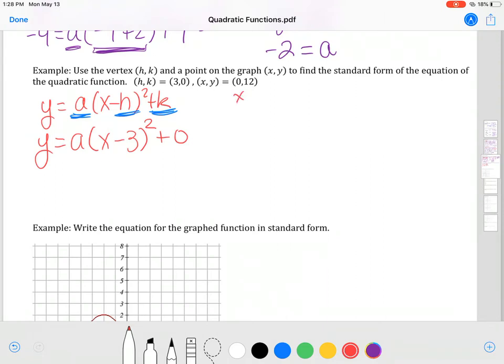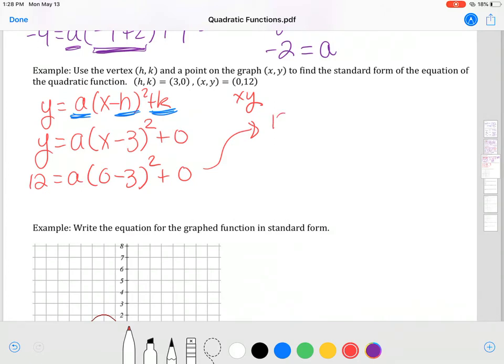That's what we're going to plug in for x and y, so then we can use that to solve for a to get our last piece. So I'm going to plug in 12 for y. I'm going to plug in 0 for x. I'm going to finish this over here.